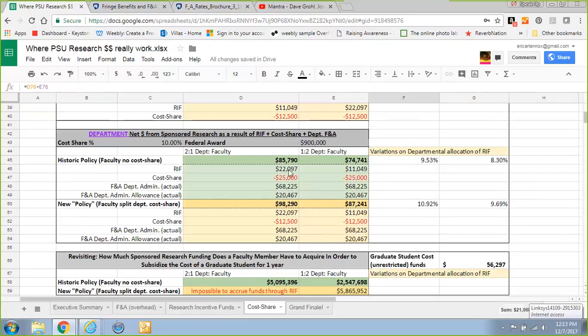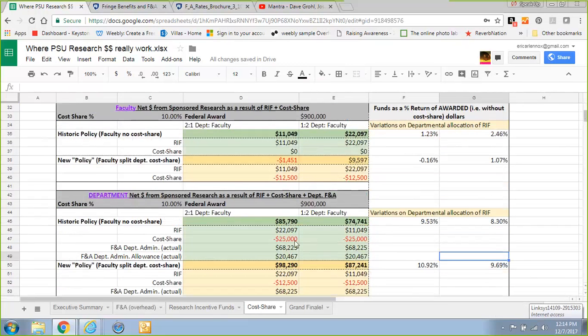So when you sum all of that together, in the historic policy that has been used, the department is still walking away with between $85,000 and $74,000, which is a hell of a lot more than the faculty member that's conducting the research. Meanwhile, under the new policy, where the faculty pick up that other $12,500, you obviously see that $12,500 increase to $98,000 and $87,000. It's just crazy to wrap your mind around the idea that a department that's going to receive $85,000 would fight for the $12,000, when you know that that $12,000 is actually going to cost a faculty member money.